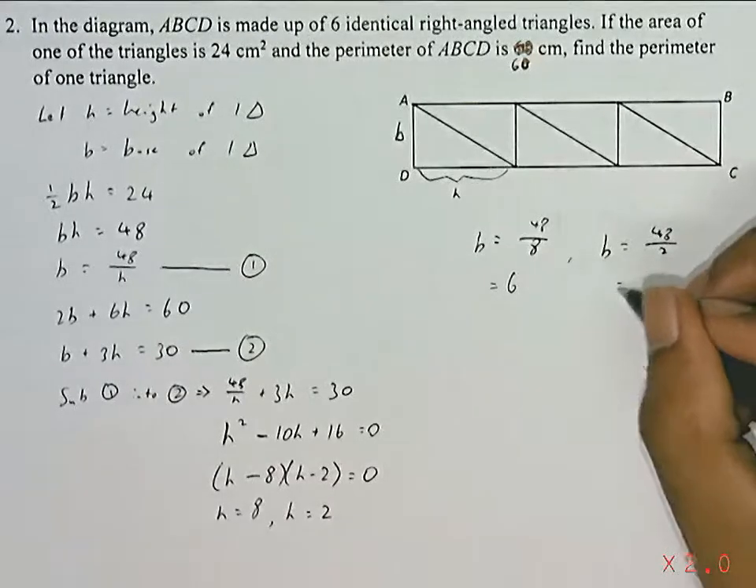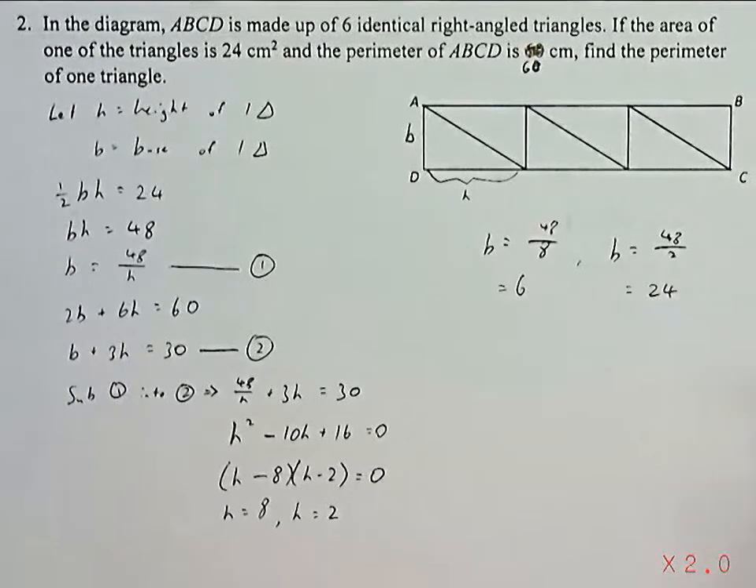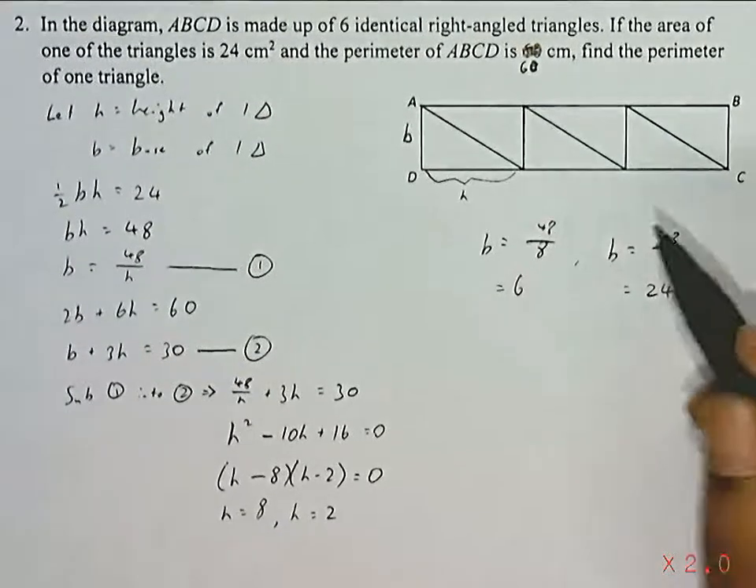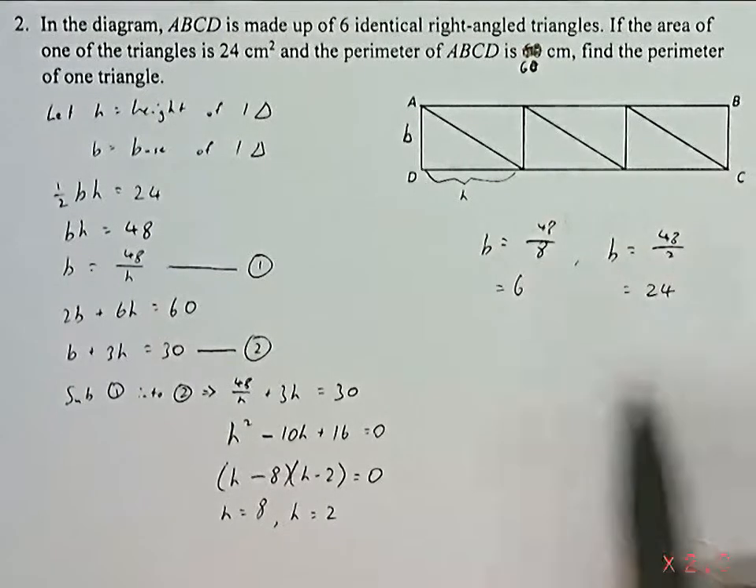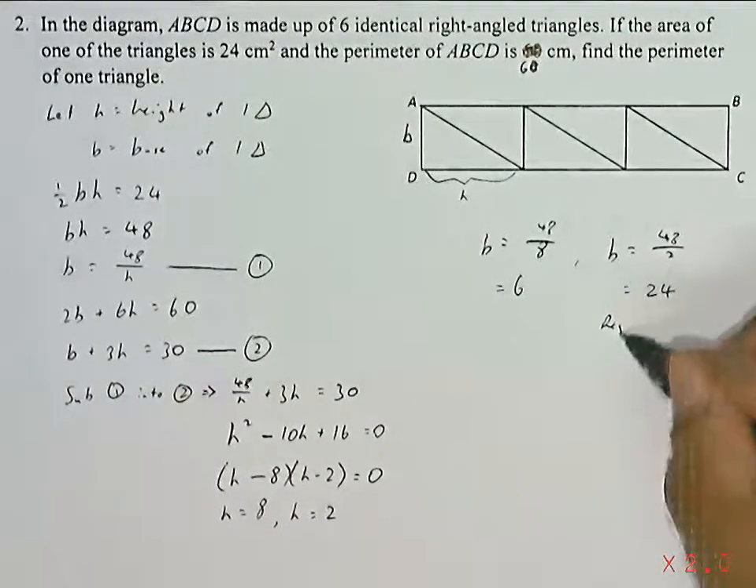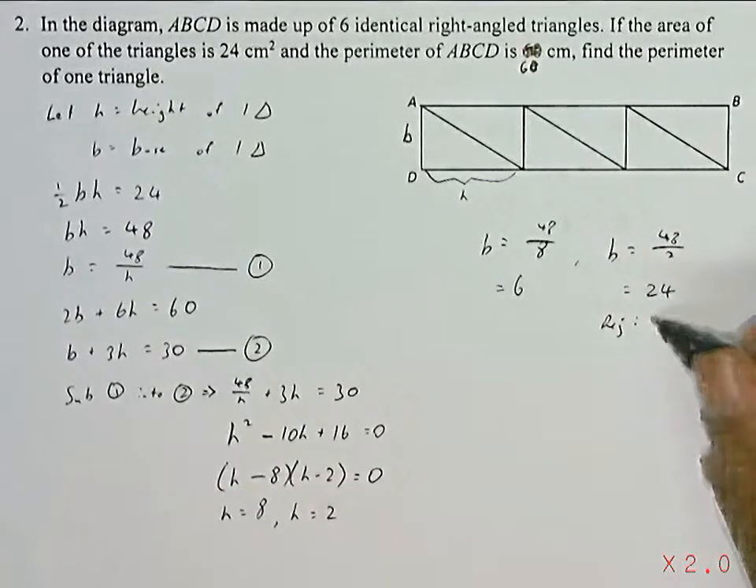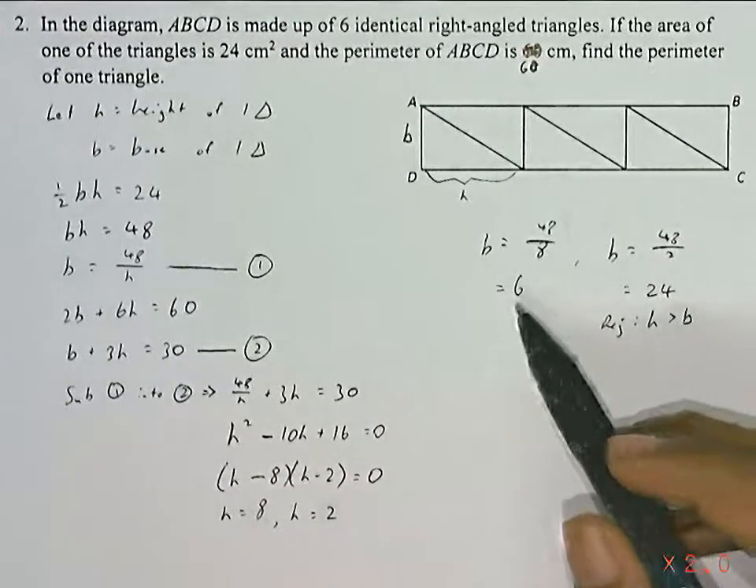Now, if the question had not provided us with the diagram, we would still be stuck with two answers, but since the diagram is shown and we've labeled h to be the longer side of the triangle, we will have to reject this answer because h is longer than b. So now we're left with h is equal to 8 and b is equal to 6.